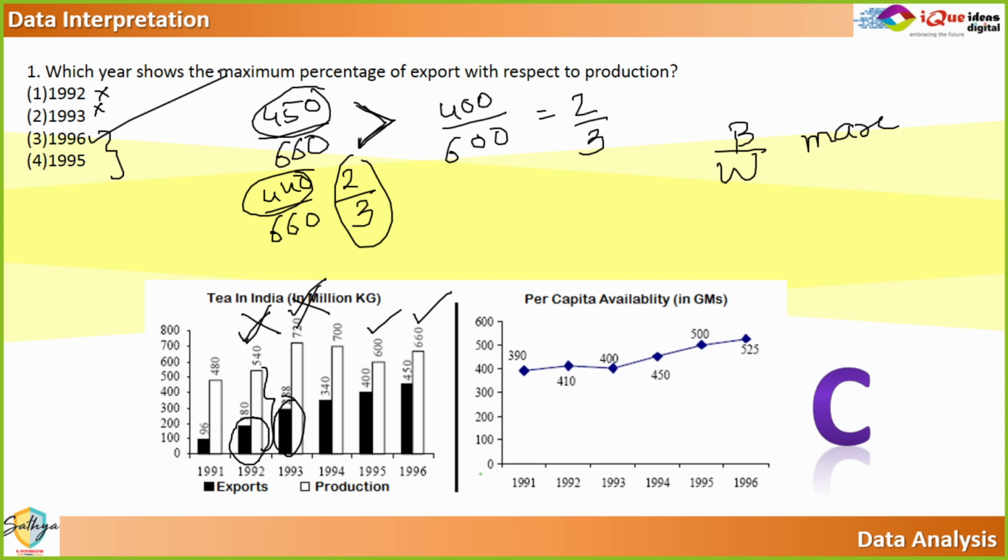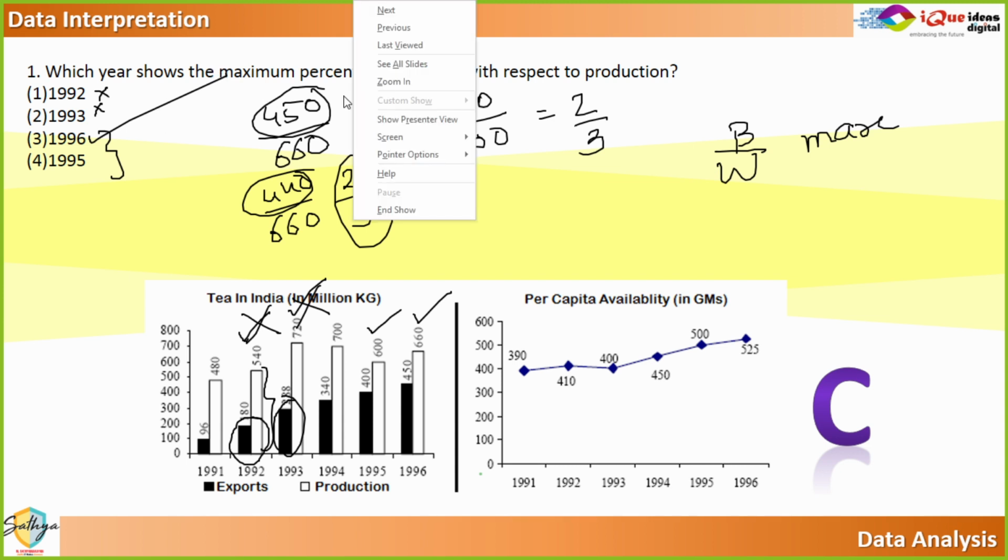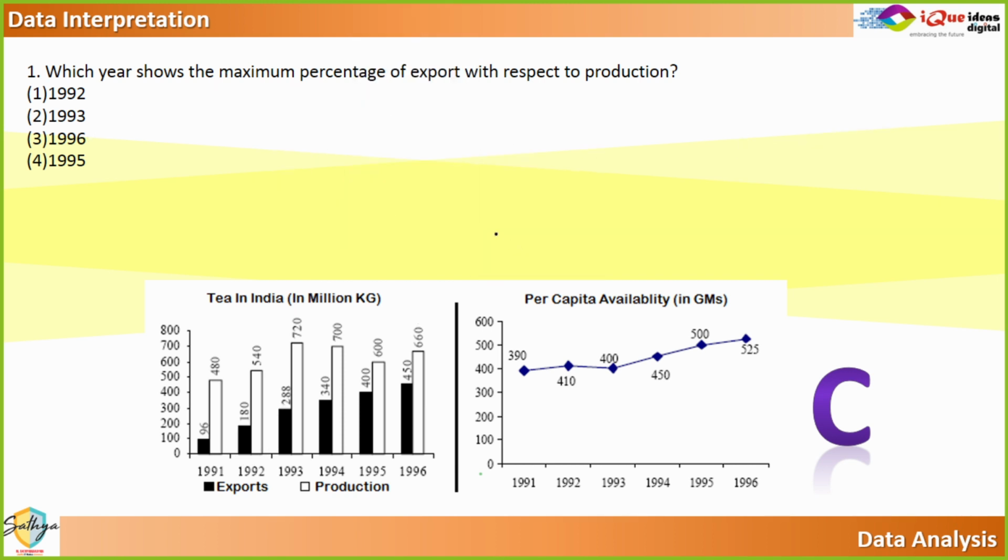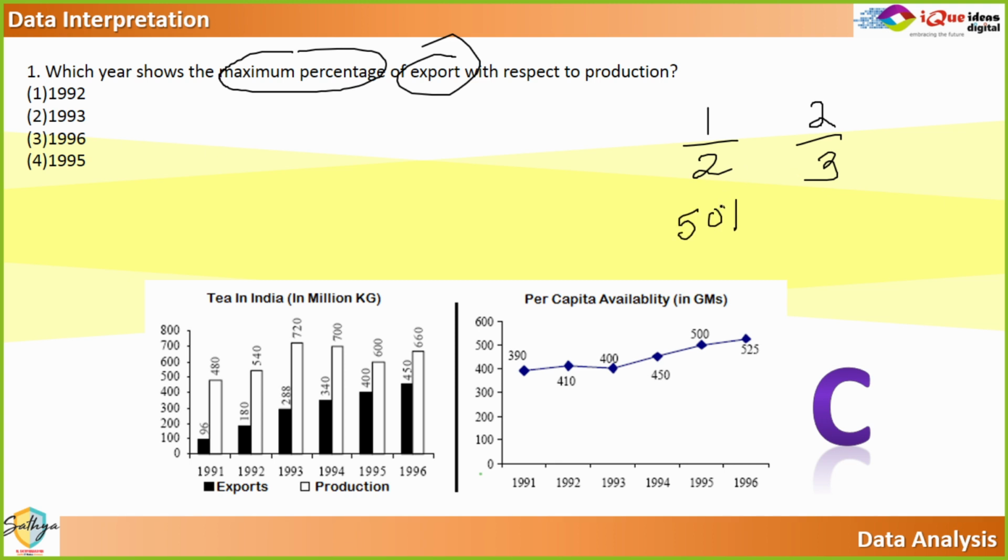Did you understand? No? Chalo. Let's take a look at it once again. I have to find out the maximum percentage of exports. So, tell me, 1 by 2 is more or 2 by 3 is more? 1 by 2 is only 50%. 2 by 3 is 66.6%. 1 by 3 is 33.3%. So here obviously 2 by 3 is the maximum.